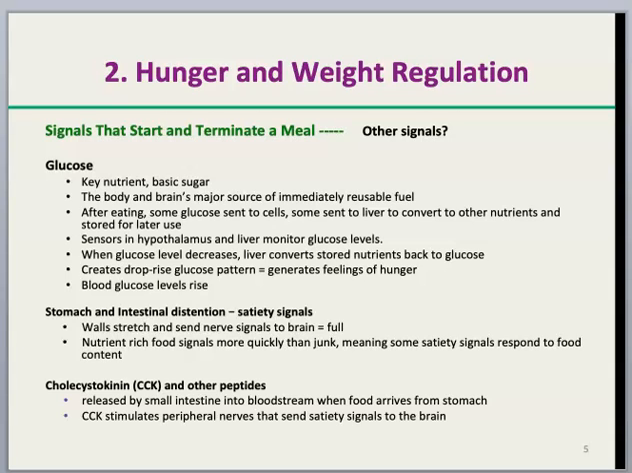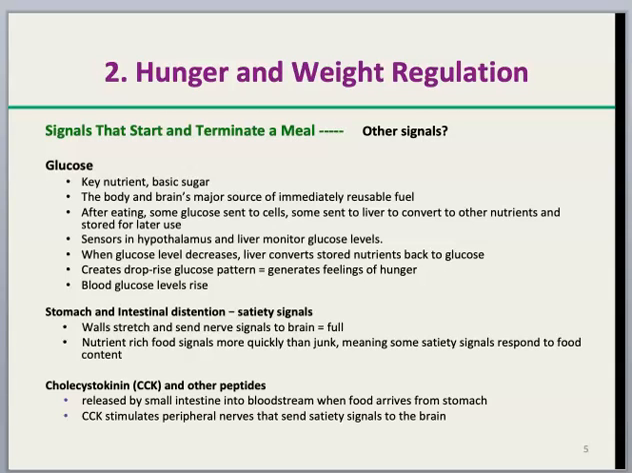So glucose is a key nutrient and a basic sugar. The body and brain's major source of immediately reusable fuel. So what happens is after you eat, some glucose is sent to your cells because it's energy, right? And then some is sent to your liver, and that is converted into other nutrients and also stored for later use. Sensors in the hypothalamus and the liver monitor your glucose levels in your blood.